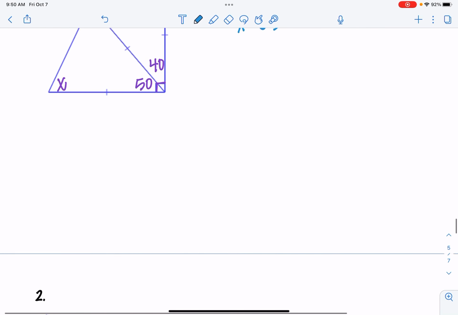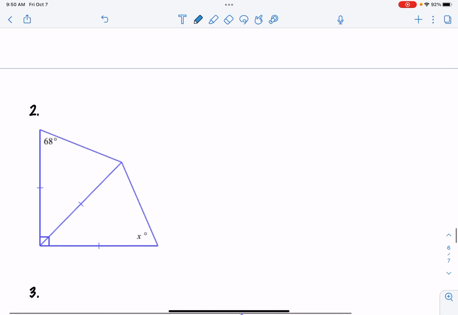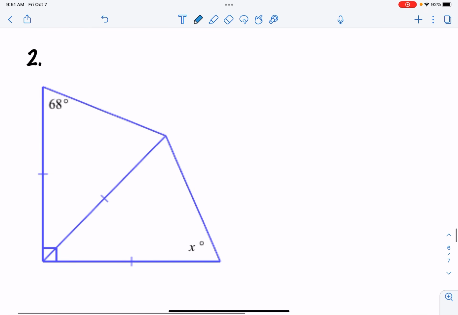All right, number 2. So again, same idea. My hint would be they're giving you two triangles for a reason. So try to solve the one that doesn't have X in it first, because that will help you solve for X. Because right now we don't have enough information to solve for X. So you have to solve the first triangle first. So again, two isosceles triangles. We know that if this is 68, we know the other one is also 68. So this angle over here is also 68, which gives me enough information to solve for this angle.